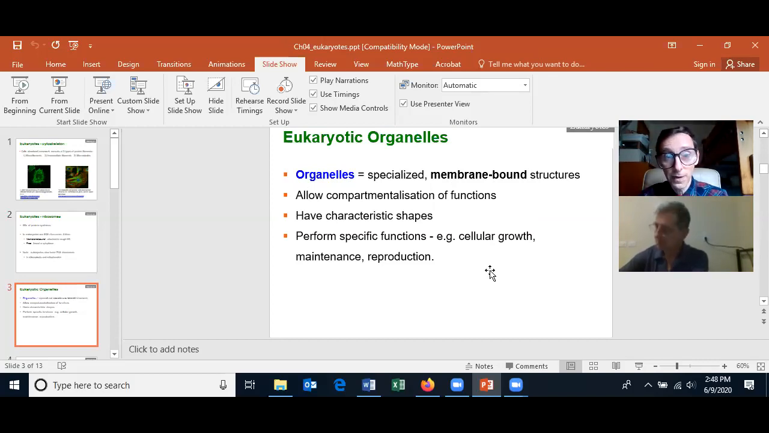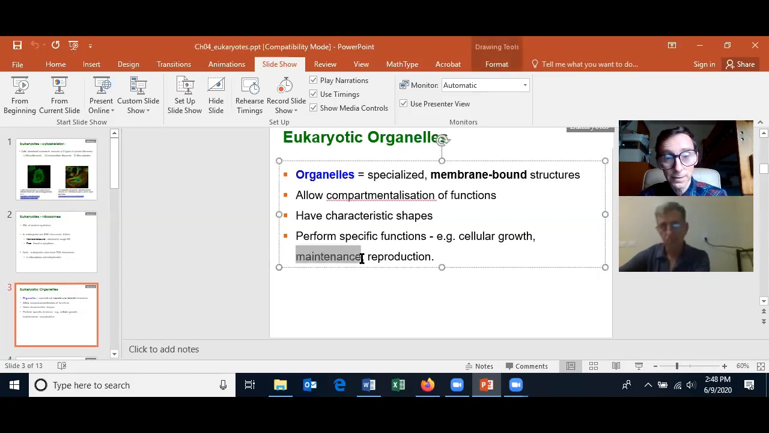Each of the organelles in a eukaryotic cell has a different function. They have characteristic shapes and perform specific functions for a eukaryotic cell. Their functions are involved in cellular growth, maintenance, and reproduction. For all of them that we're going to talk about, it's really maintenance. I'm trying to think of one organelle that's involved in reproduction other than that the organelles have to divide if the cell is going to divide.